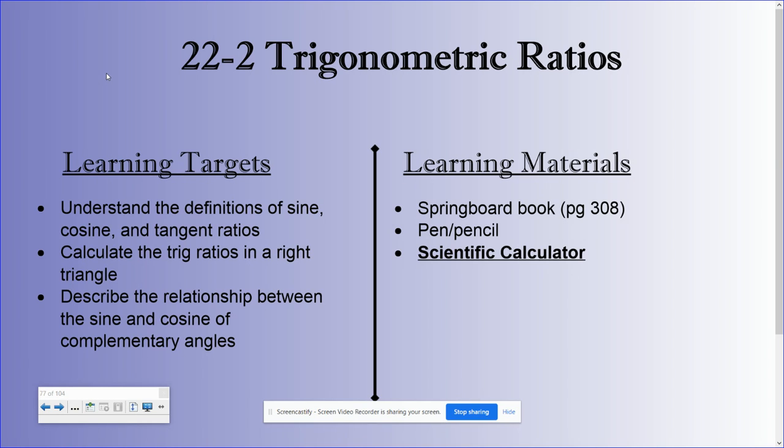So we are on page 308 in our Springboard book, so you need something to write with, and you must have a scientific calculator for today's notes and for the rest of the unit. So make sure your calculator has a sine, cosine, and tangent button before you continue.